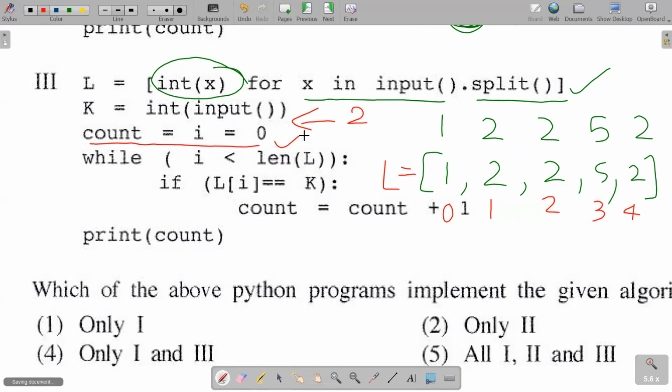That is correct as well. They have used a while I less than len L. I less than len L.